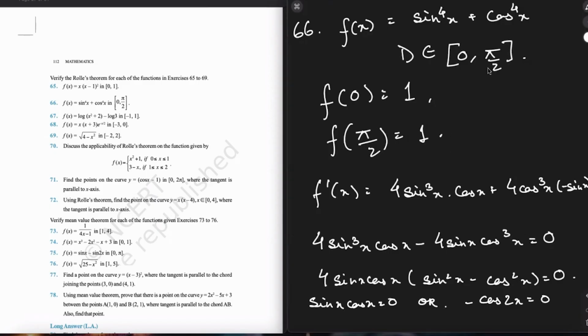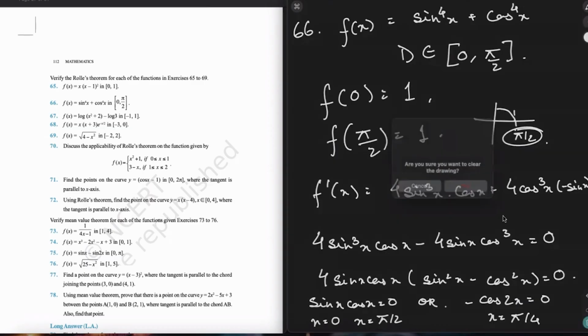So only one of these two is true. So in 0 to pi by 2, what is 0? This can never be 0 in 0 to pi by 2. You know why? See, cos is 0 at pi by 2. So at pi by 4 this is equal to 0. So x is equal to pi by 4 is a point where f dash c is equal to 0. And what more points do we have? What more points: at sin x equal to 0 and x is equal to pi by 2. So these are the 3 points where f dash c is equal to 0.